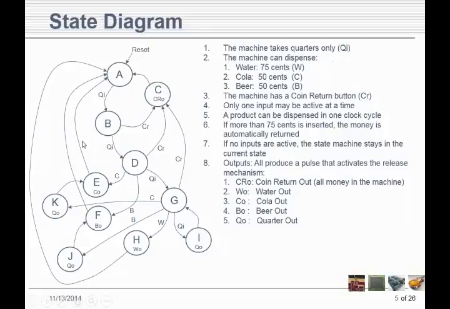The machine takes quarters only, so each one of these I've got quarters in, or once I have enough money, it can dispense these. The machine has a coin return, and only one button is active at a time. These are all the things we said before.